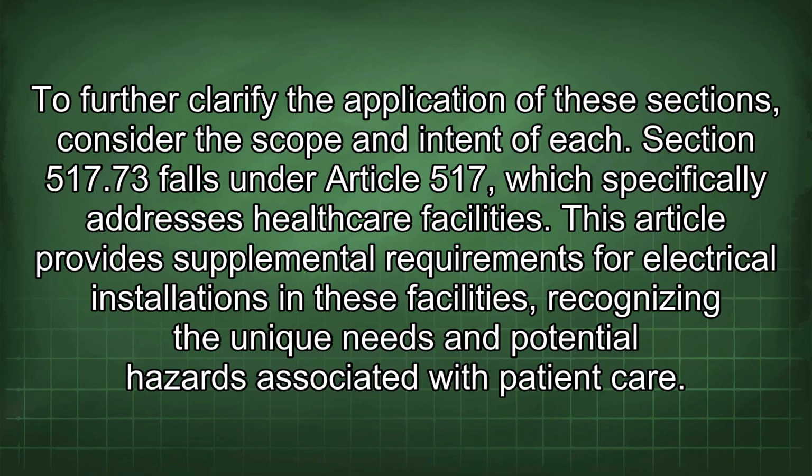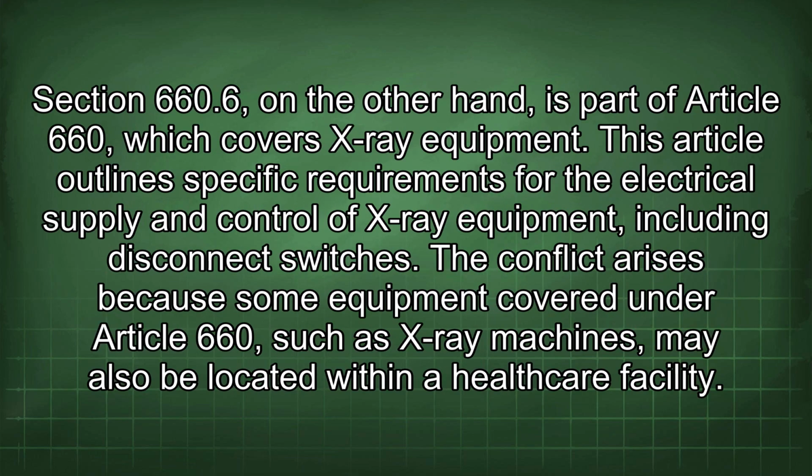Section 517.73 falls under Article 517, which specifically addresses healthcare facilities. This article provides supplemental requirements for electrical installations in these facilities, recognizing the unique needs and potential hazards associated with patient care. Section 660.6, on the other hand, is part of Article 660, which covers X-ray equipment. This article outlines specific requirements for the electrical supply and control of X-ray equipment, including disconnect switches.